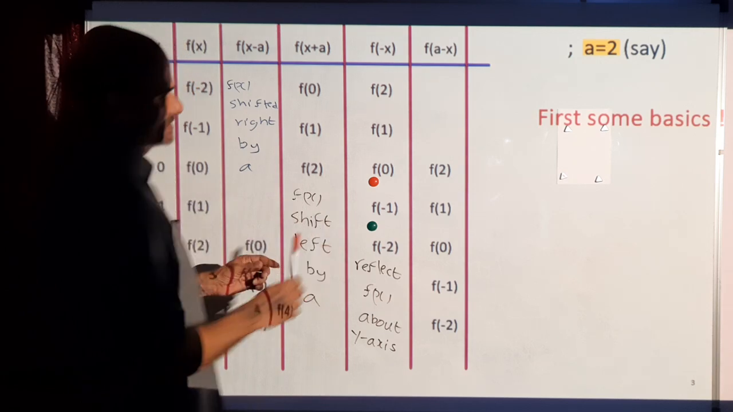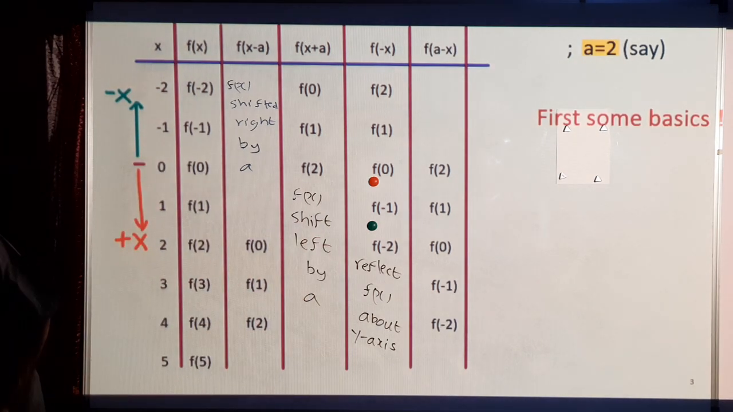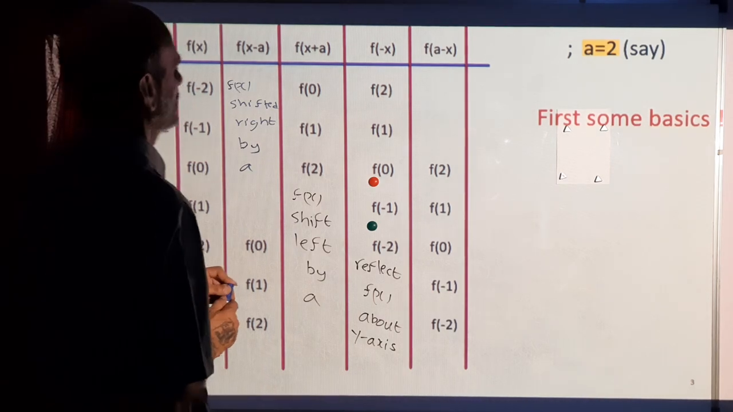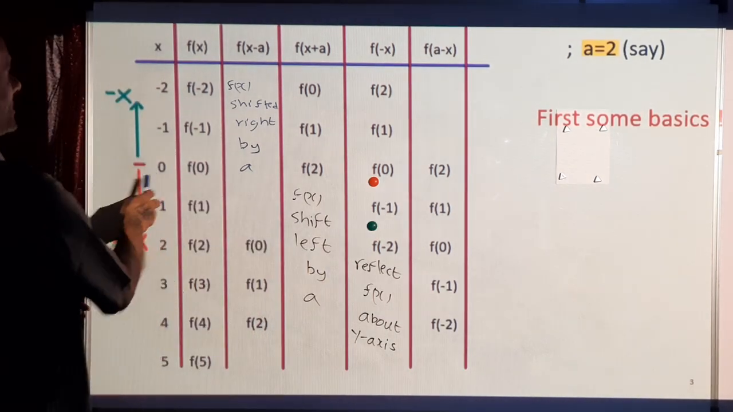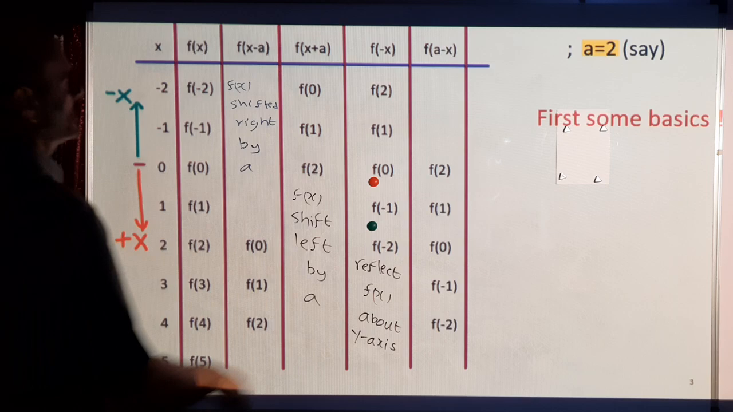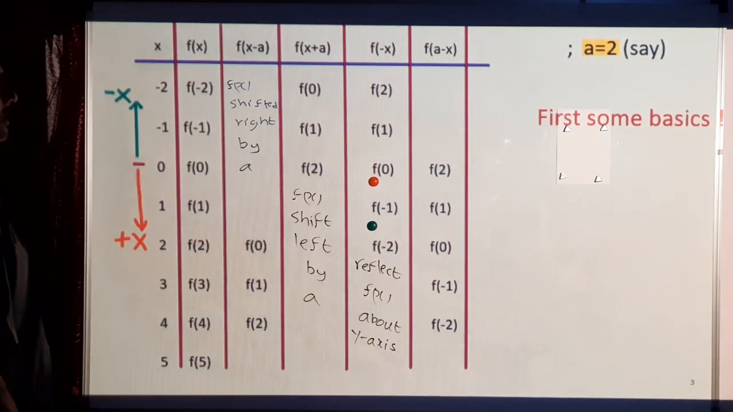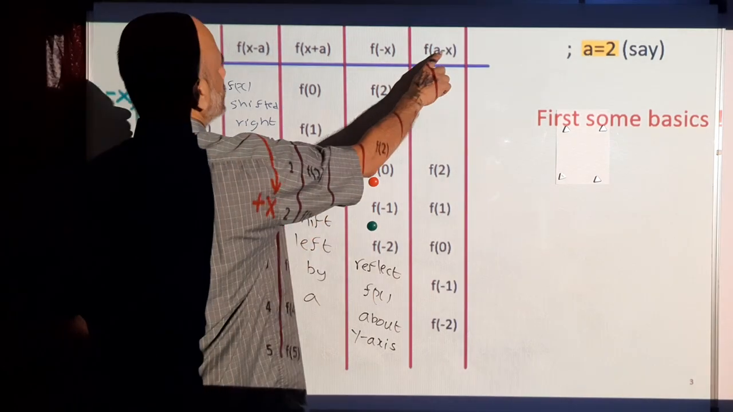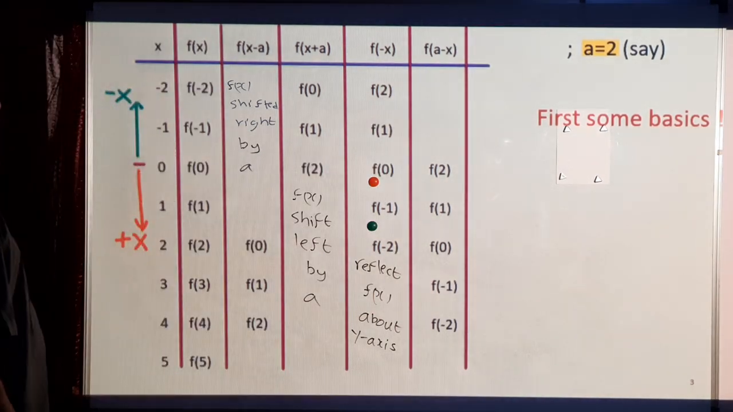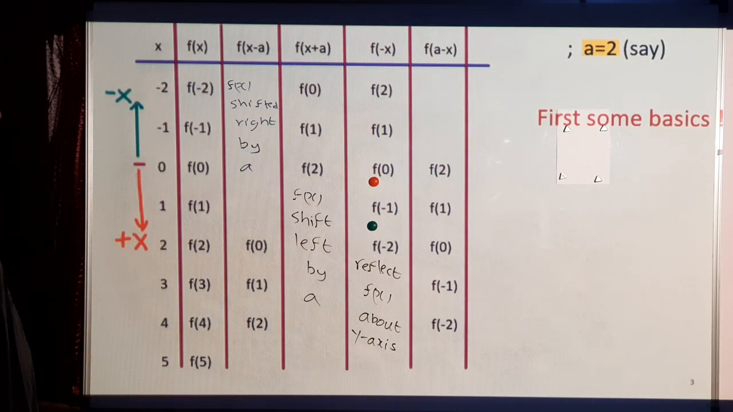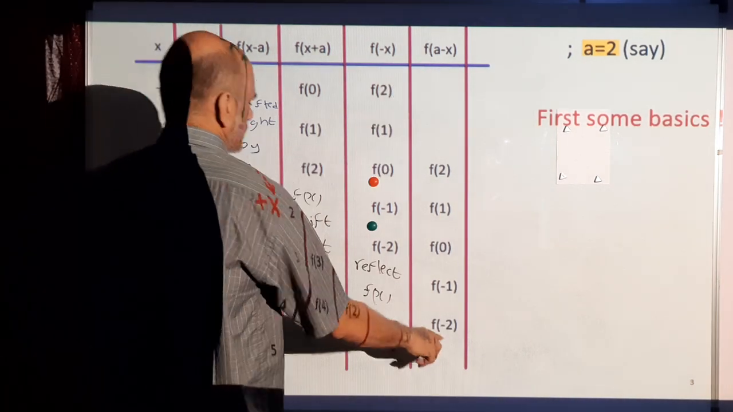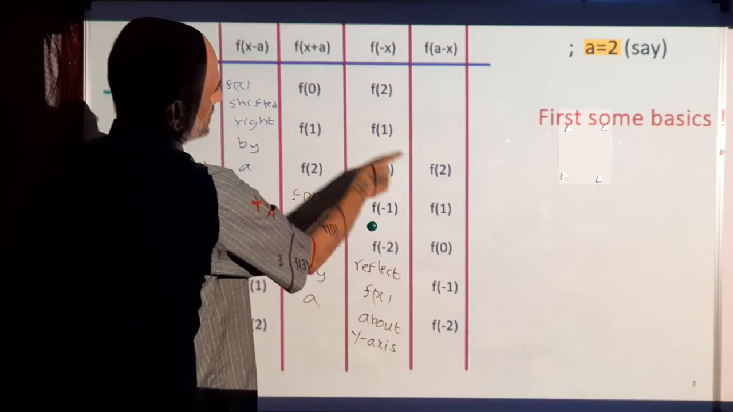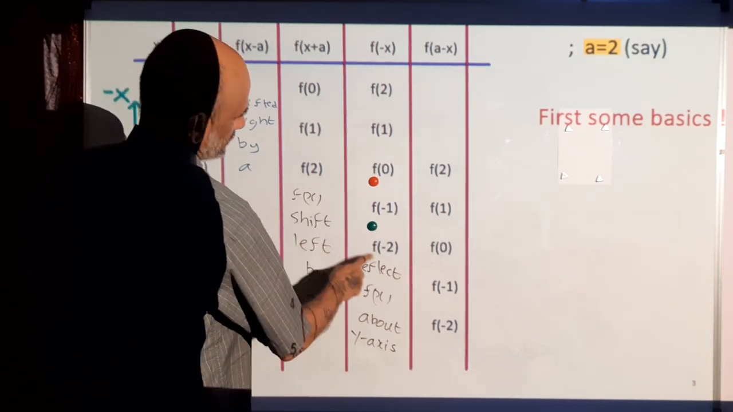Next, consider the function f of a minus x. A is a positive number, 2 here. So it will take the value f of 2 at x equal to 0. At x equal to 1, it will become 2 minus 1, f of 1. At x equal to 2, it will take the value f of 0. At x equal to 3, it will take 2 minus 3, f of minus 1. And at x equal to 4, it will take the value 2 minus 4, f of minus 2. So comparing these two, f of 2 has come here, f of 1 has come here, f of 0 here, f of minus 1, f of minus 2.